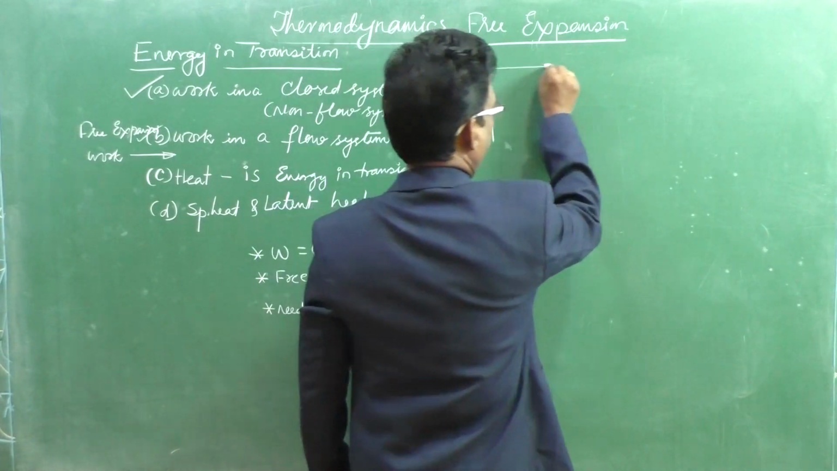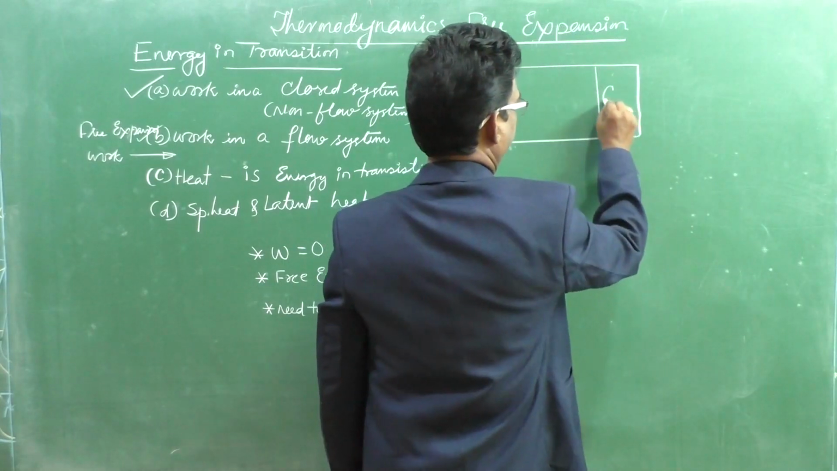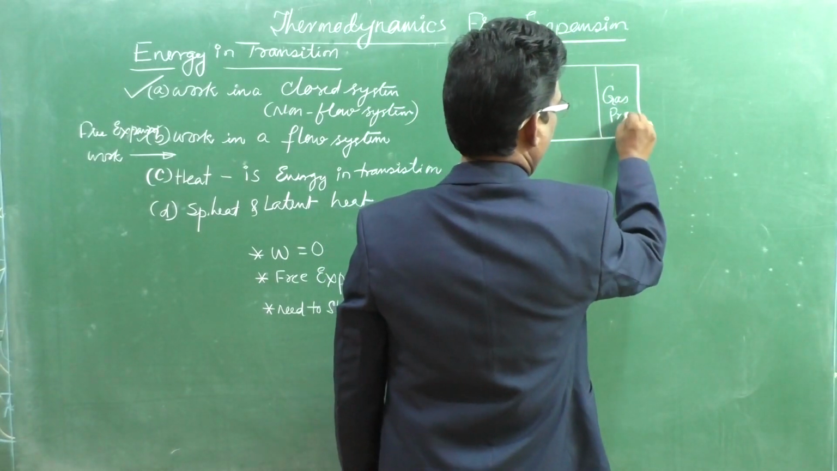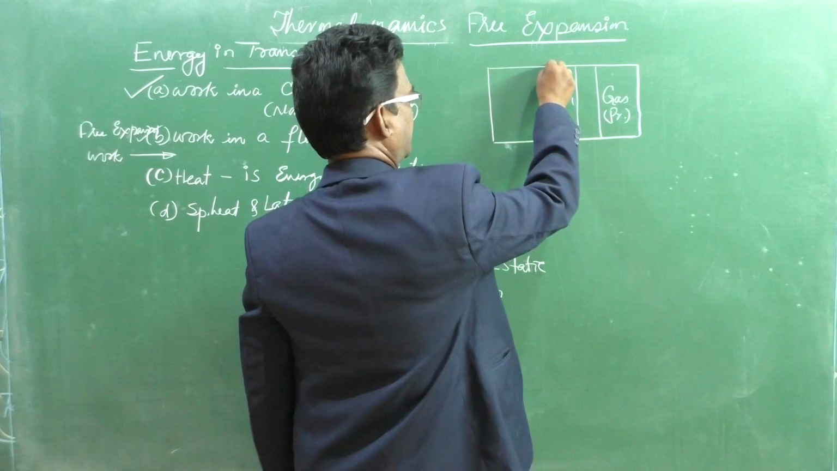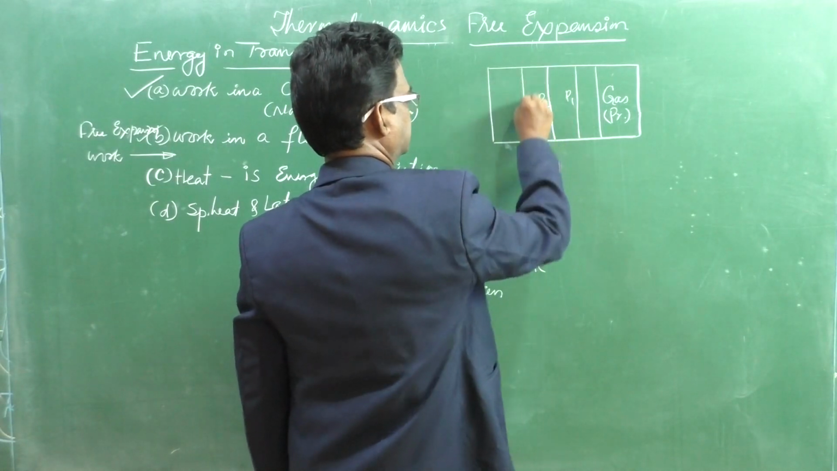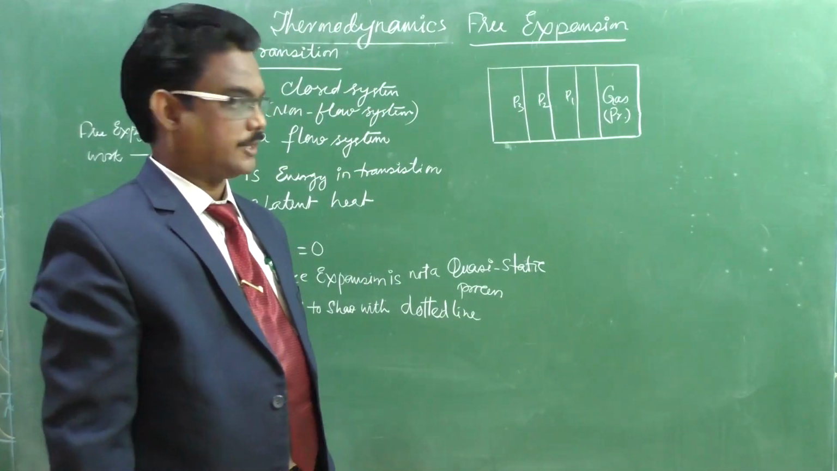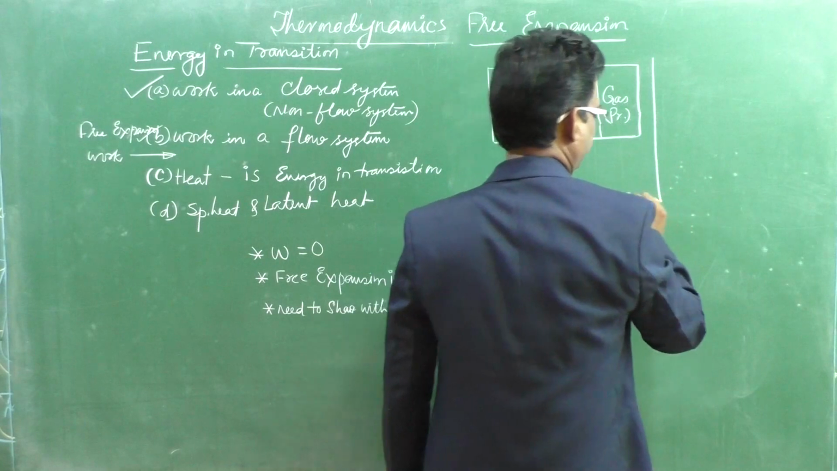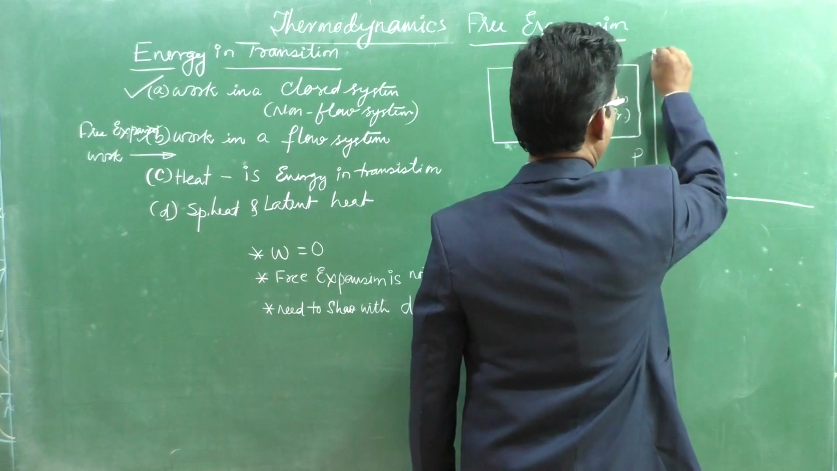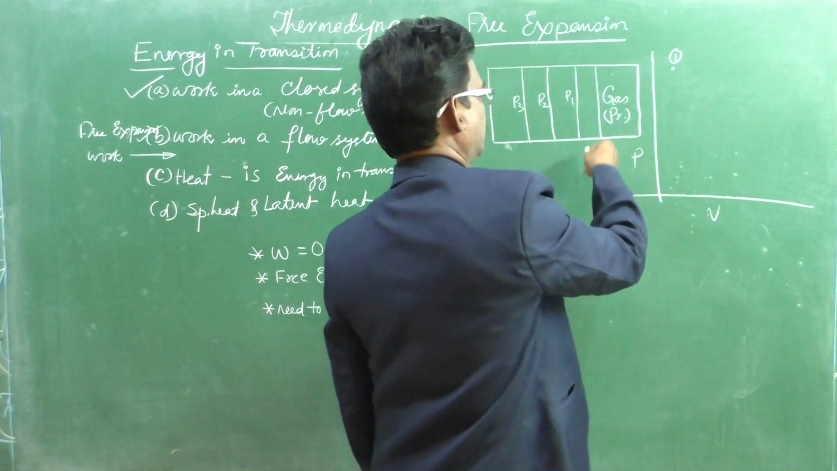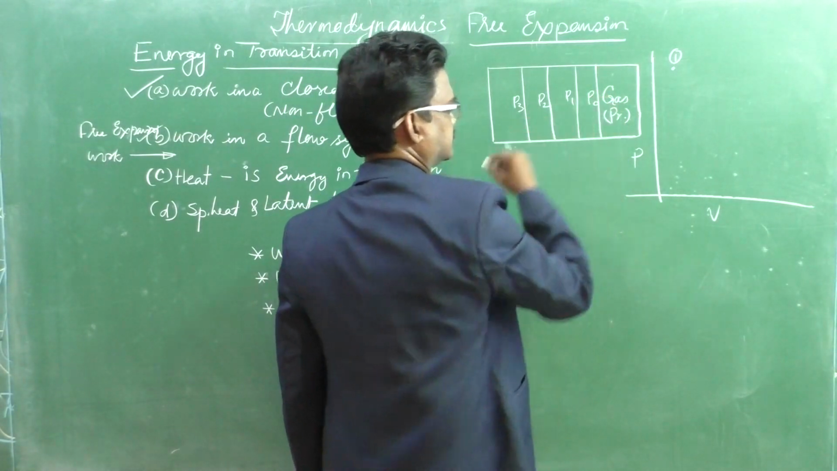This is the chamber, and here gas is present under pressure, right? And this is partition 1, partition 2, partition 3. Likewise, different partitions are provided. Okay, and the PV diagram. This is stage 1. Suppose you remove the initial partition, I can say this is P0.